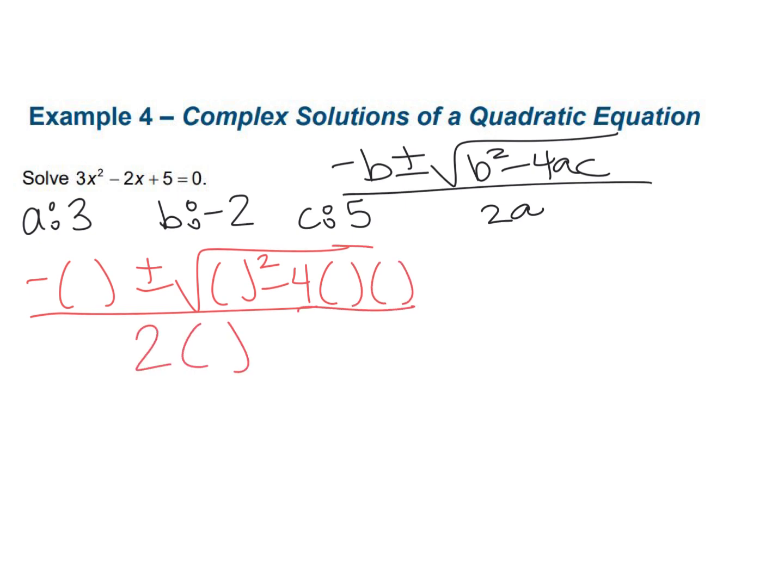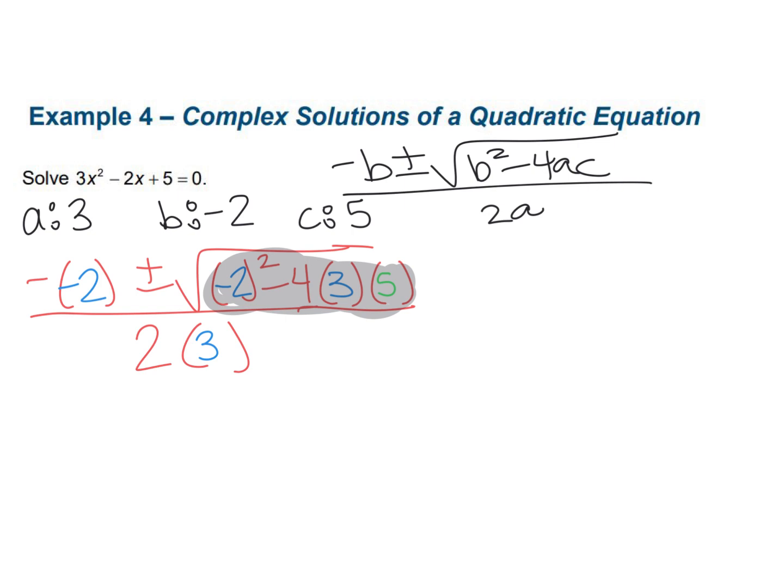I'm going to plug in A. I'm going to plug in B, which is negative 2. And I'm going to plug in C, which is 5. So that's my skeleton. I plug in the numbers. And then I like to find this number first. That's called the discriminant. It discriminates what kind of answer we're going to have.